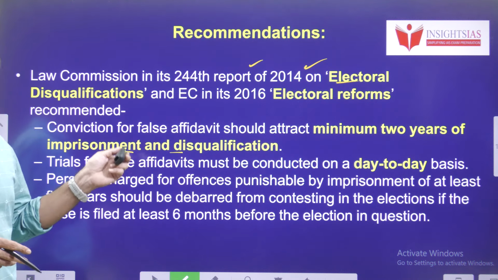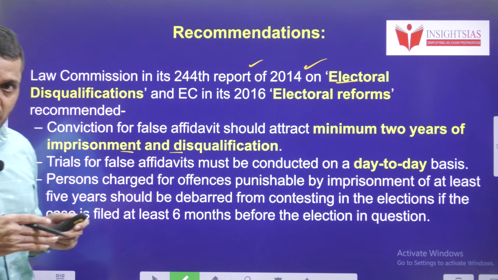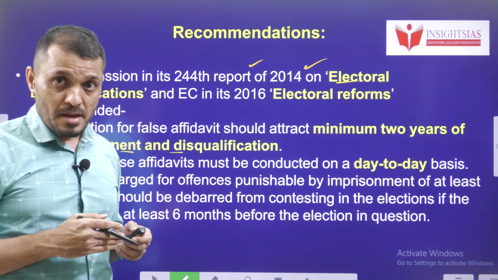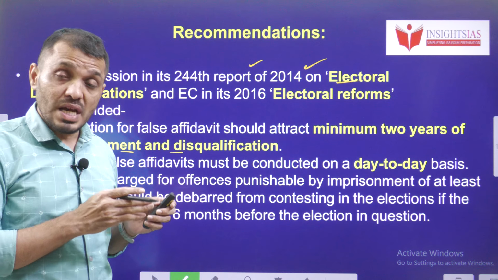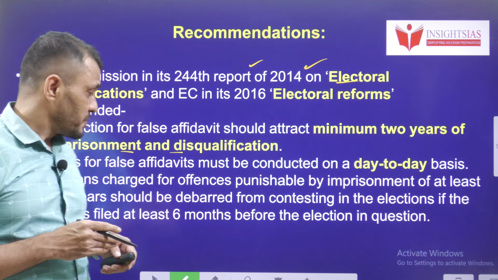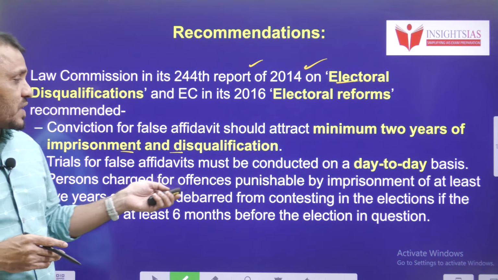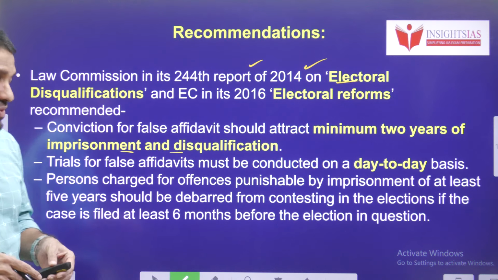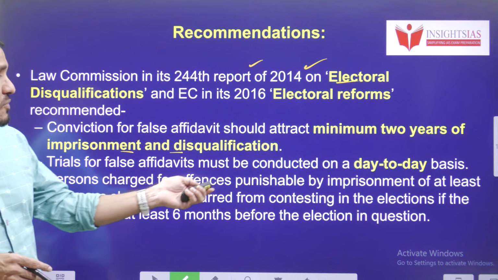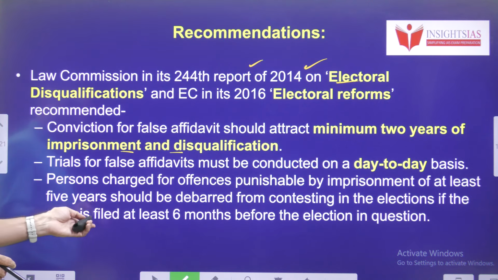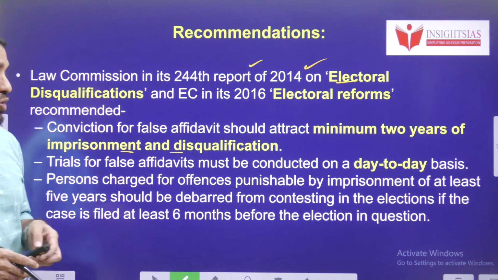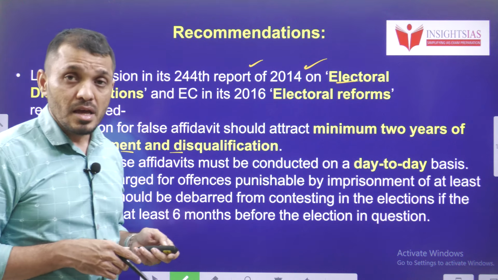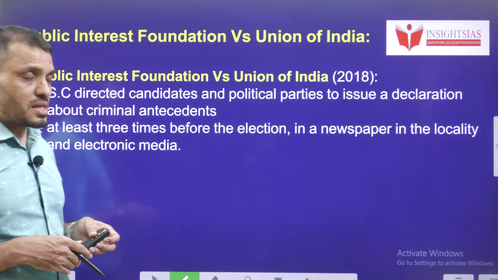And the trials for false affidavit related cases must be fast tracked. For that process, special courts have to be organized. And persons charged with offenses punishable by imprisonment for at least 5 years should be debarred from contesting in the election if the case is filed at least 6 months before the election in question. So these are the recommendations submitted.